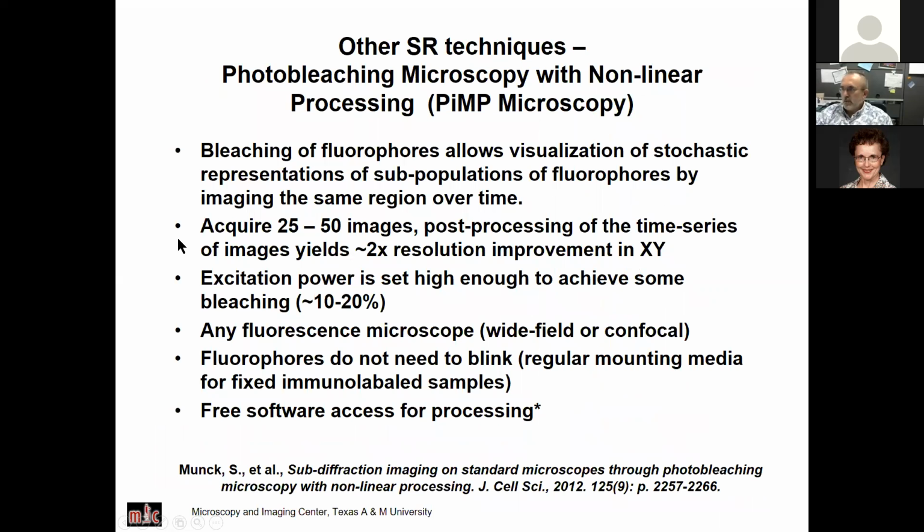Another somewhat similar, somewhat older technique is photobleaching microscopy with nonlinear processing, and the authors called it PIMP microscopy. Instead of relying on the blinking of these individual fluorophores, you again take a series of images, but you use sufficient illumination intensity that you're actually going to bleach some of these fluorophores. So as you keep imaging, some of these fluorophores will get bleached, and that will slightly change the shape of these diffraction limited spots. Again, it calculates the sub-diffraction pattern and gives you a higher resolution image.